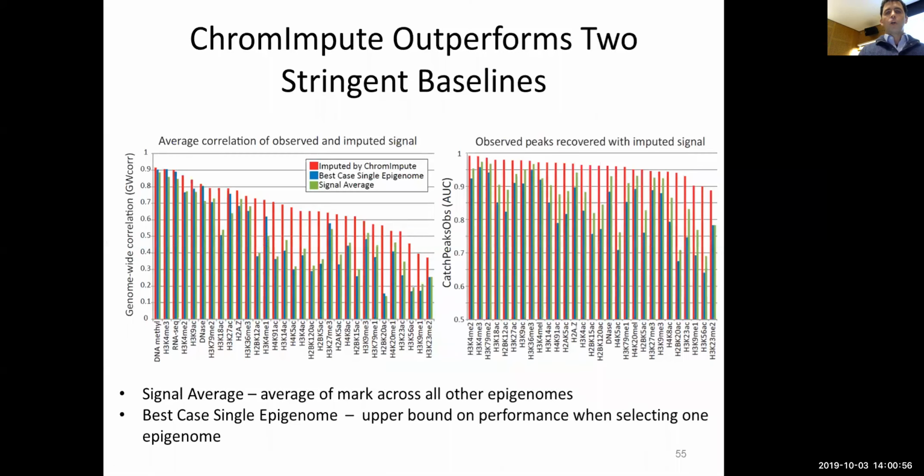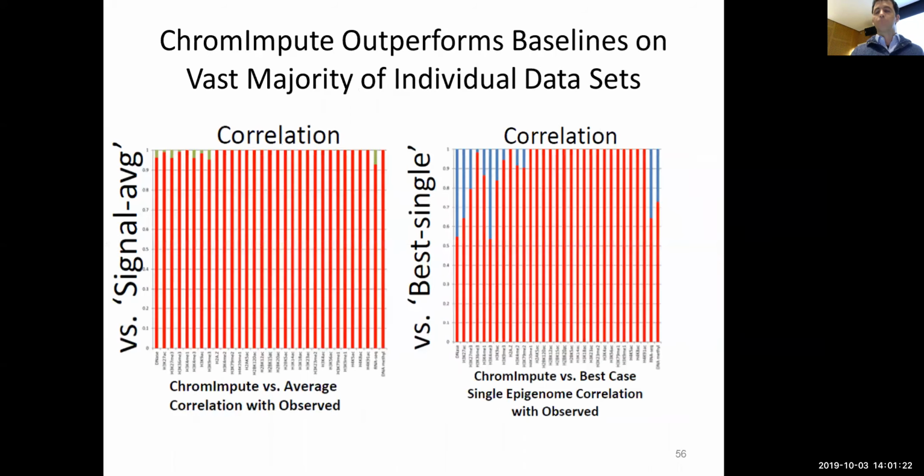And the answer is that we actually do a lot better than even finding the best case single epigenome. So basically, for nearly all of the marks, red is higher than either this best case single epigenome or the signal average, which is quite remarkable. But it basically means that it's not a linear problem. I can't just choose one and be done with it. I'm really using combinations which at different places in the genome are putting in different types of information.